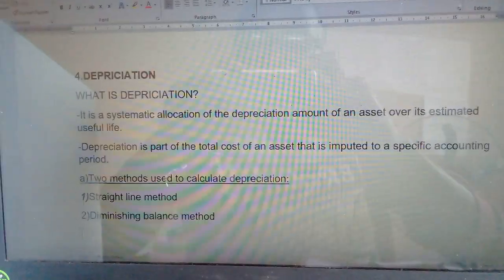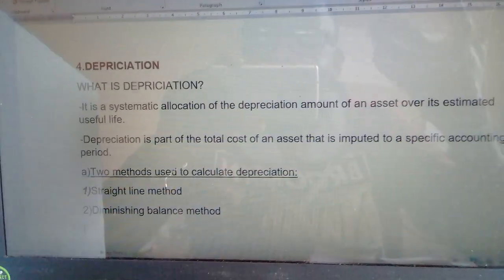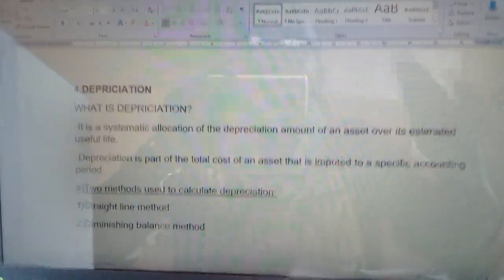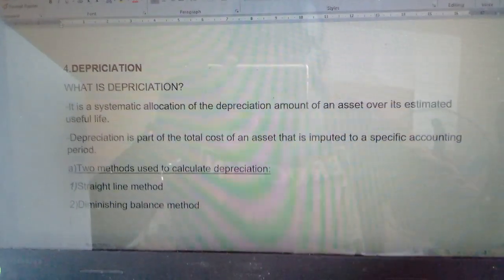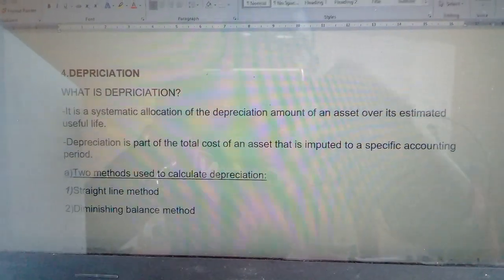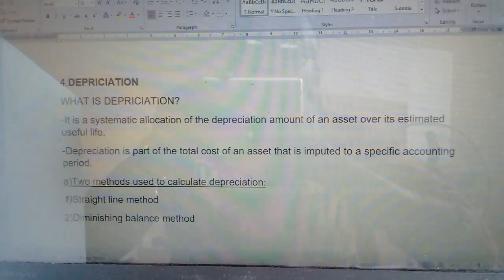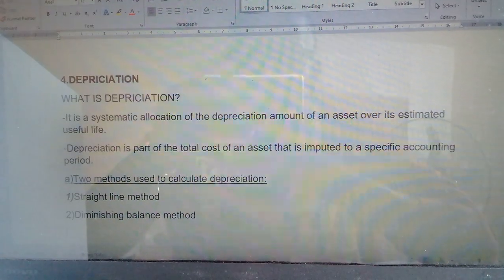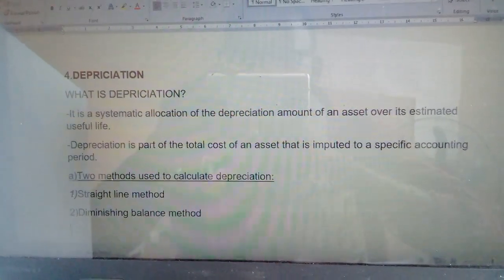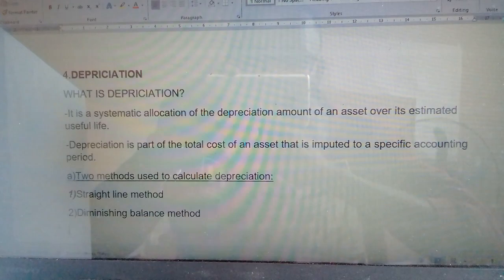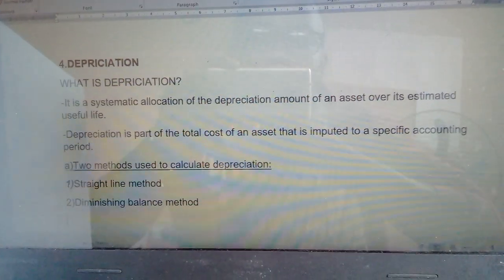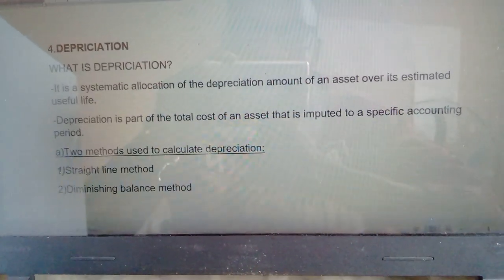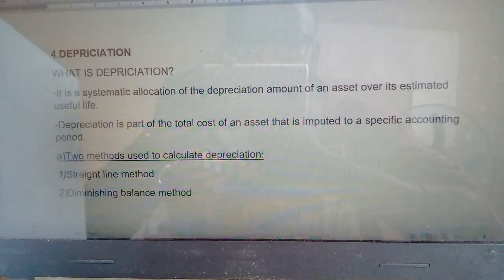Okay, second part, we're going to talk about depreciation. Many learners say they are unable to calculate depreciation. So let's start. What is depreciation? Depreciation is a systematic allocation where you allocate the depreciable amount of the asset over its estimated useful life. Depreciation is part of the total cost of the asset that is allocated to a specific accounting period.